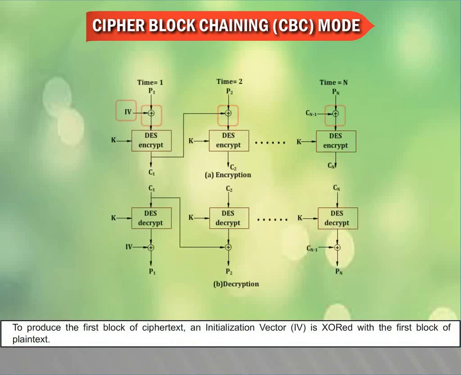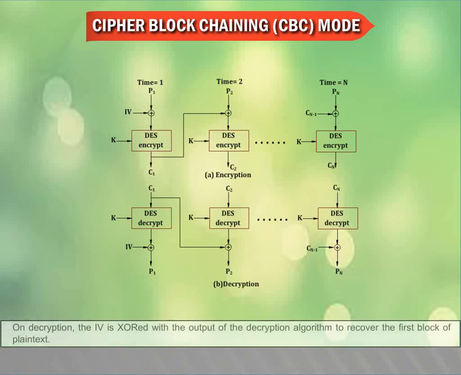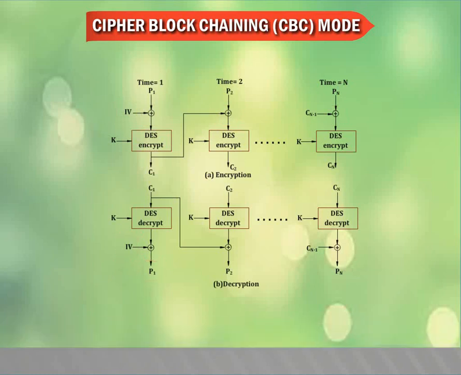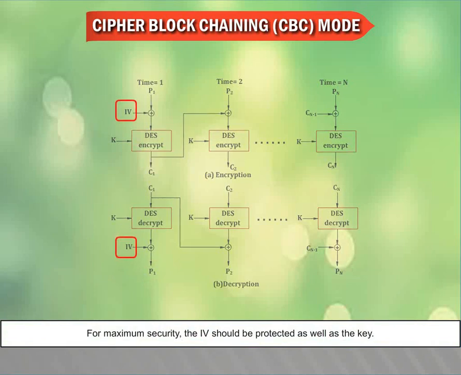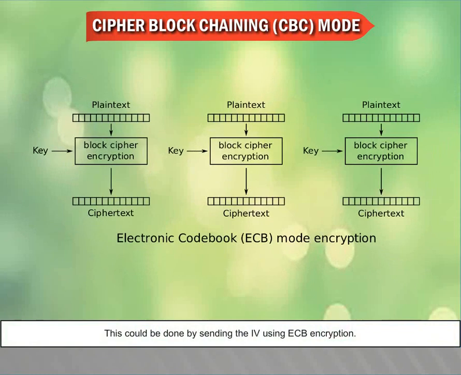To produce the first block of ciphertext, an initialization vector, IV, is XORed with the first block of plaintext. On decryption, the IV is XORed with the output of the decryption algorithm to recover the first block of plaintext. The IV must be known to both the sender and receiver. For maximum security, the IV should be protected as well as the key. This could be done by sending the IV using ECB encryption.